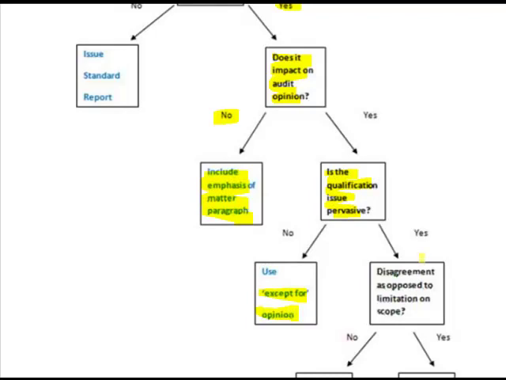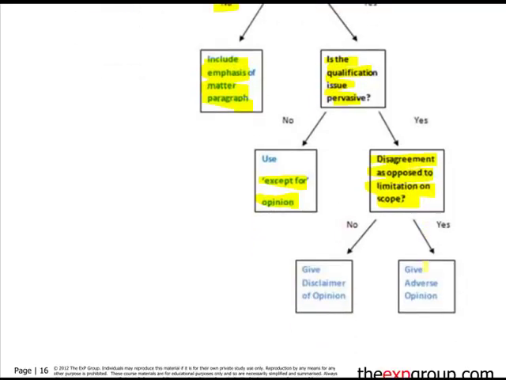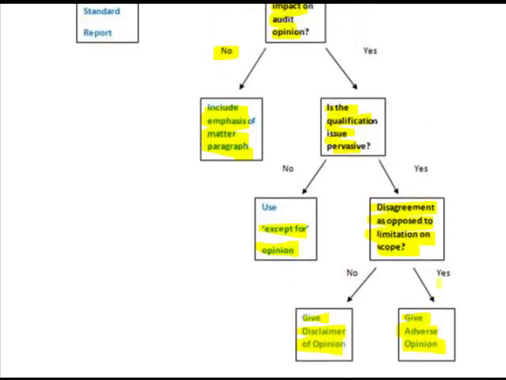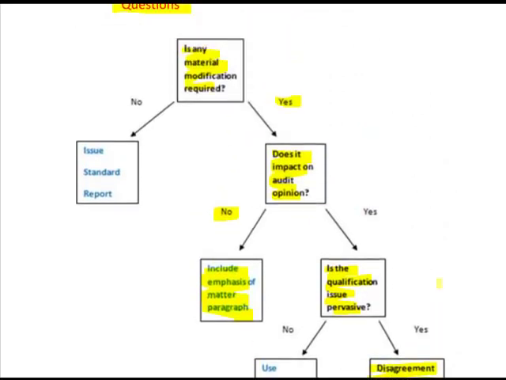If the answer is yes, you need to work out whether it's a limitation of scope or a disagreement. If it's limitation of scope, give a disclaimer of opinion. If it's a disagreement, give an adverse opinion. Alright, that is quite a nice little diagram to try and remember the difference between all the different types of reports.